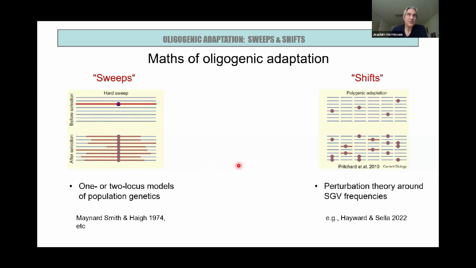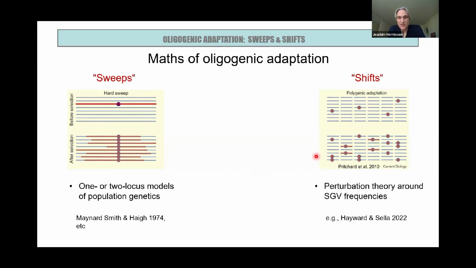All right, so how can we approach this mathematically? If we look at both sides, sweeps and shifts, we see that very different model approaches are used here and there. Obviously, on the side of sweeps, we can make use of the usual one or two locus models of population genetics. And this has been done a lot, starting with Maynard Smith and Haigh's sweep paper in 1974. And there is loads of theory around.